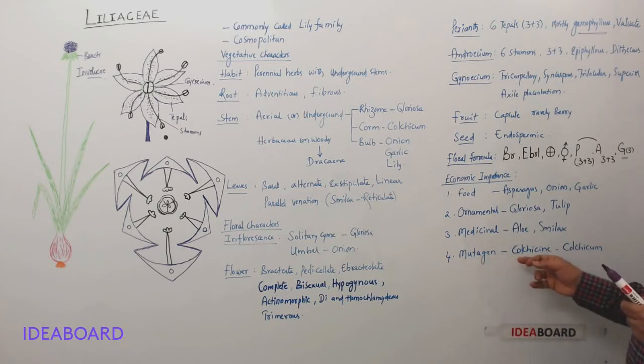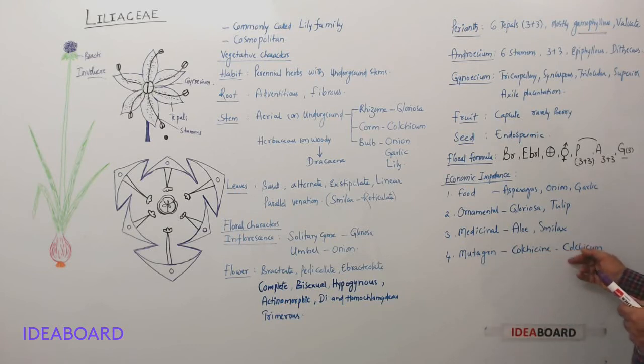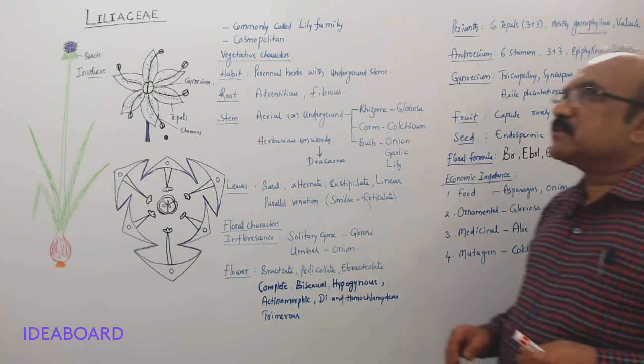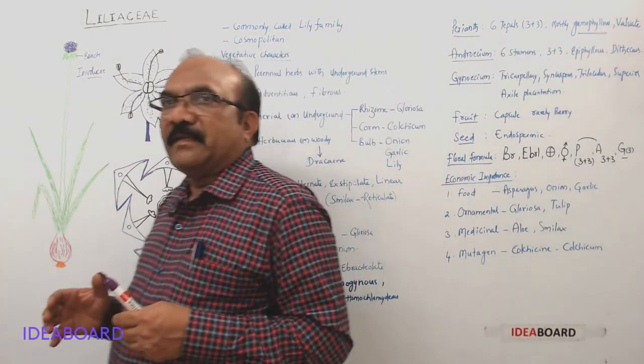Here I wrote one more thing, that is colchicine. Colchicine is the chemical popularly used for inducing mutations, and that comes from the seeds of Colchicum autumnale, which is commonly called meadow saffron. So that is about the family Liliaceae.